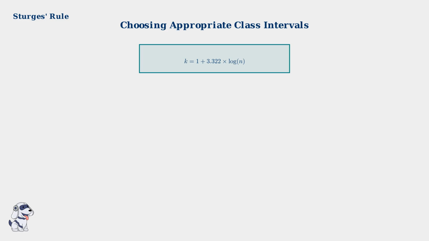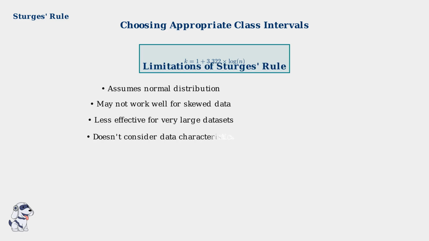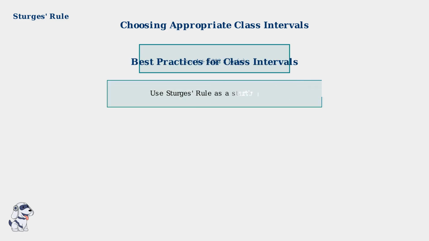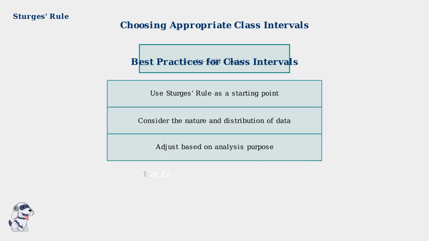While Sturge's rule provides a good starting point, it has important limitations. The rule assumes a normal distribution and may not work well for highly skewed data or very large data sets. Professional judgment is essential when choosing class intervals. Consider the nature of your data, the purpose of your analysis, and the audience for your results. Sturge's rule should be used as a guideline, not a rigid requirement.